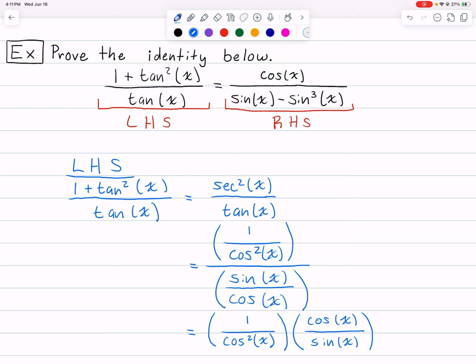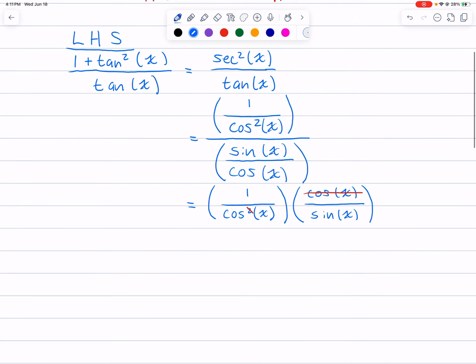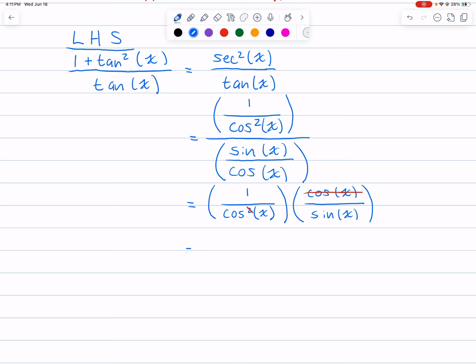And now we can see that we can cancel, and we can mark this up. This is just our scratch work. I can cancel one of these cosines with the squared of the cosine. So I'm now left with just 1 over cosine of x sine of x. And if you look at that, you realize I can't really go any further.